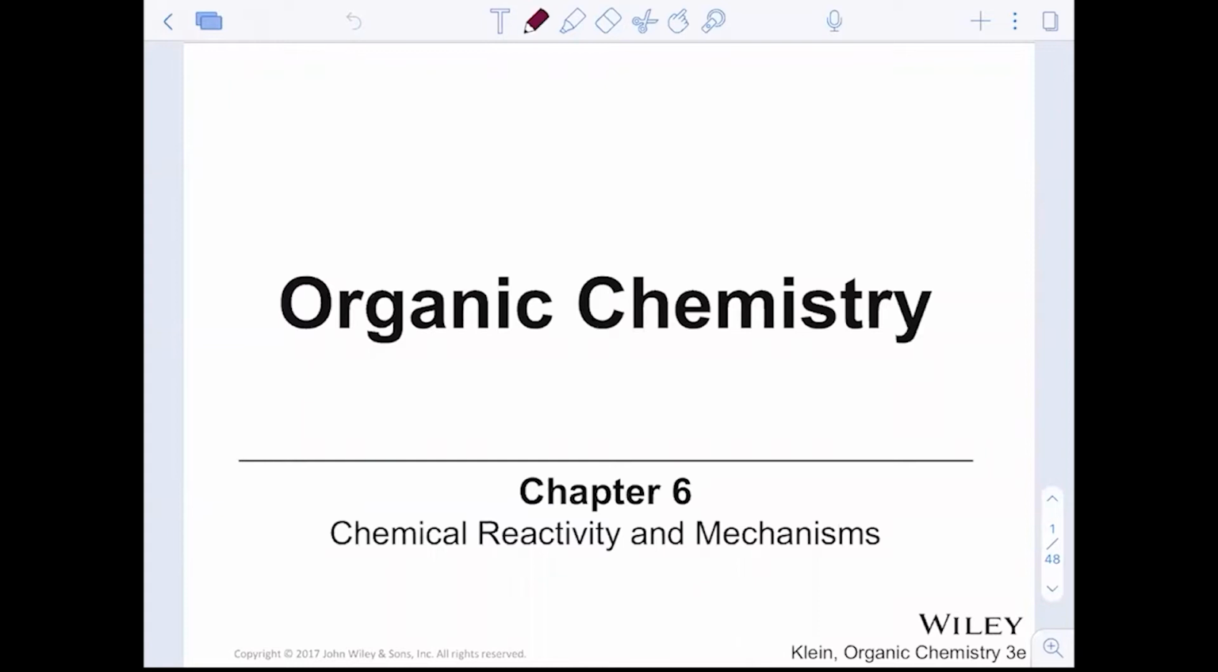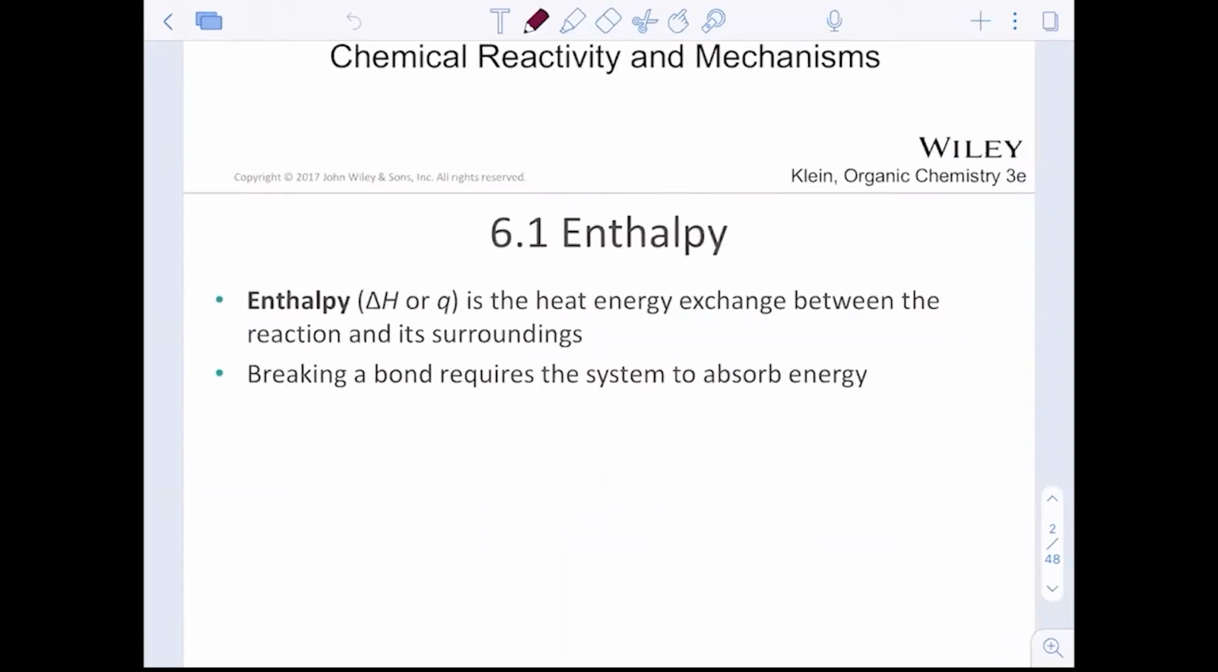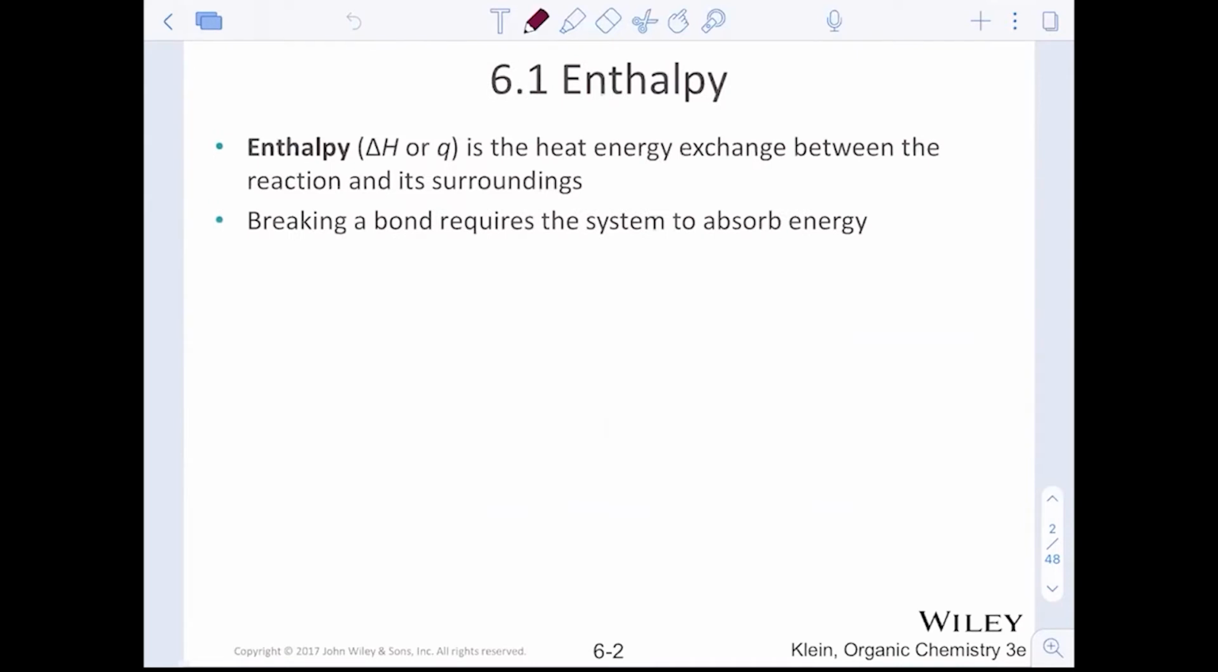Here we are again. Welcome to Chapter 6, Chemical Reactivity and Mechanisms. Now, enthalpy, we should briefly remember from general chemistry. Whether that was the first semester or the second semester, we've talked before about delta H. Enthalpy is the heat exchanged between a system and its surroundings. Specifically, what we are going to be using delta H for.